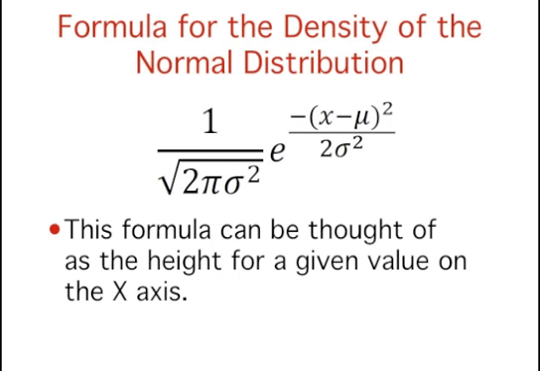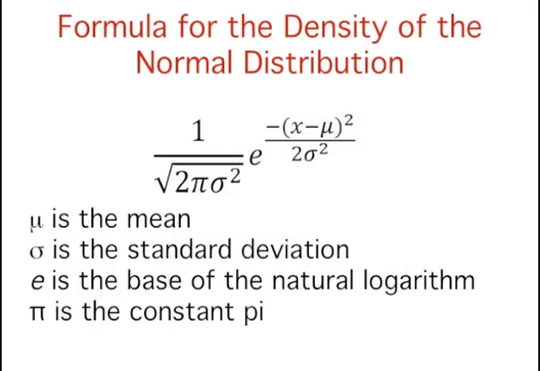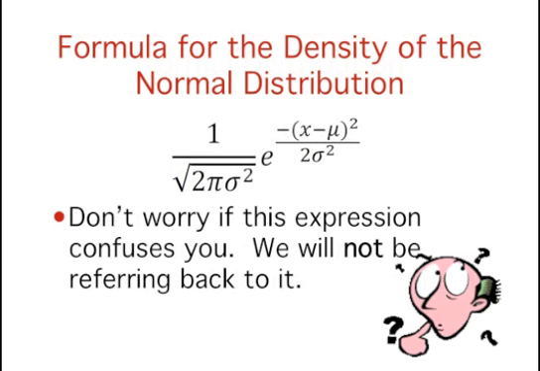This is the formula for the density of the normal distribution, which can be thought of as the height for a given value on the x-axis. The parameters mu and sigma are the mean and standard deviation respectively, and define the normal distribution. The symbol e is the base of the natural logarithm, and pi is a constant. Since this is a non-mathematical treatment of statistics, don't worry if this expression confuses you. We will not be referring back to it in later sections. However, you will be using computer programs that make use of this formula implicitly.